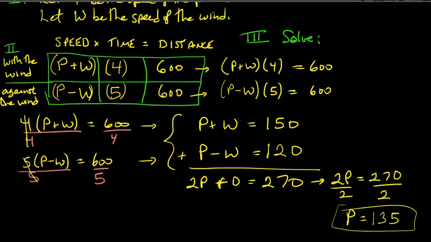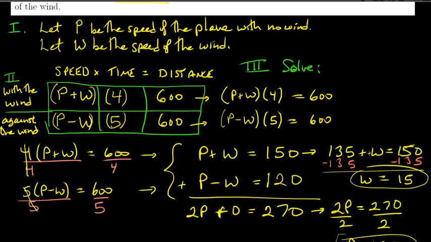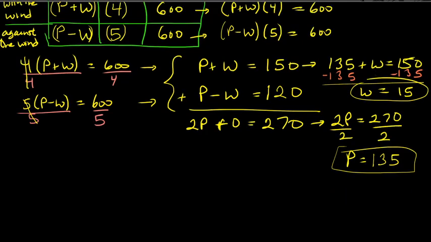Okay. Now, how do we find W? Well, go back to the first equation. If we know P is 135, then 135 plus W is 150. So just take away 135 from both sides. So that should give me W equals 15. All right, so we have P and W. P is the speed of the plane with no wind.